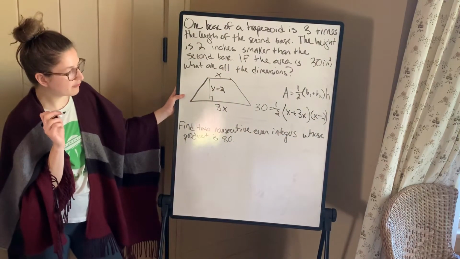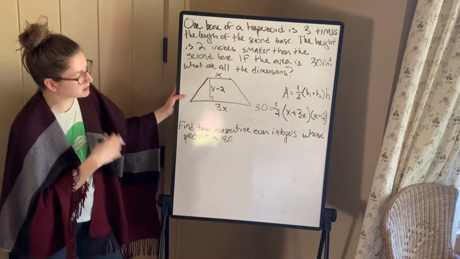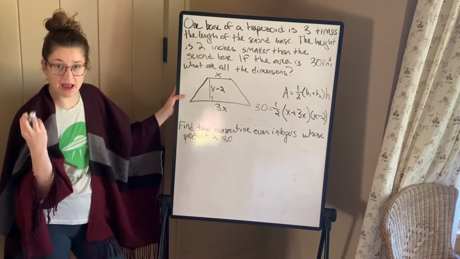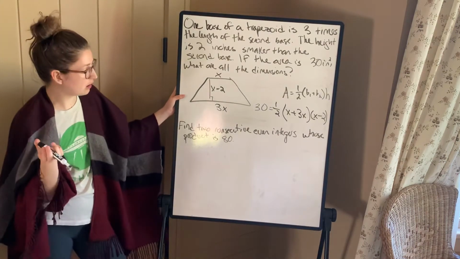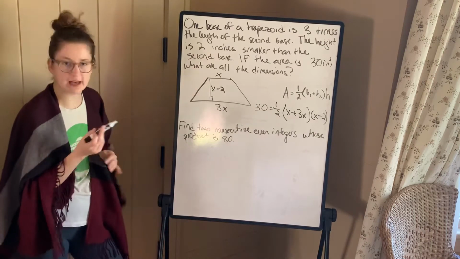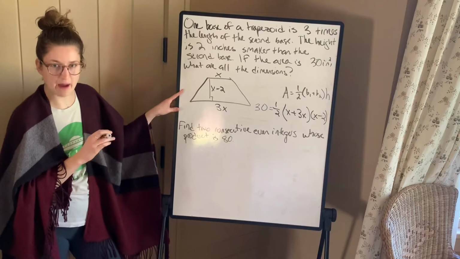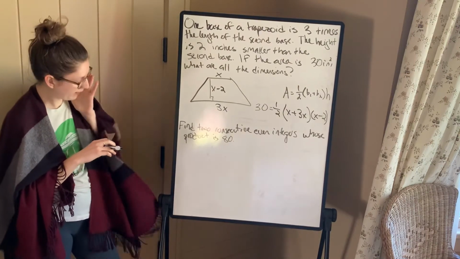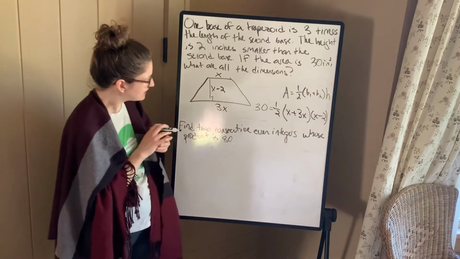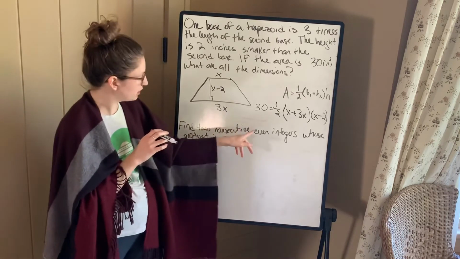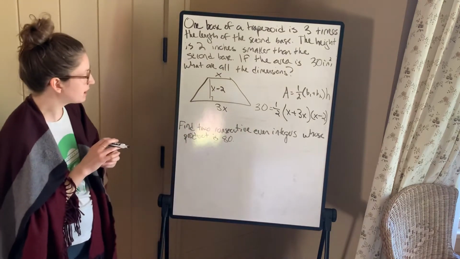Okay, if we multiply all that out, we're going to get a quadratic equation. You're going to solve it. You're going to find what x equals, and you can use that to find everything else. So that's the new part of that problem. Let's look at the second one. It says, find 2 consecutive even integers whose product is 80.